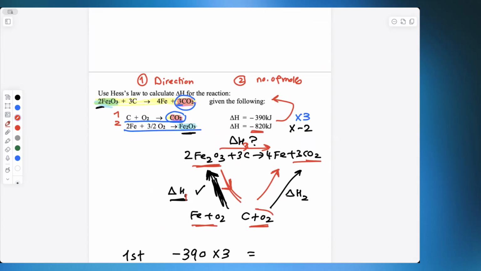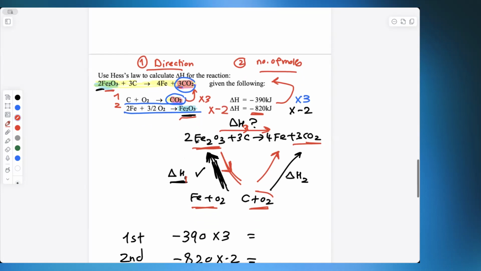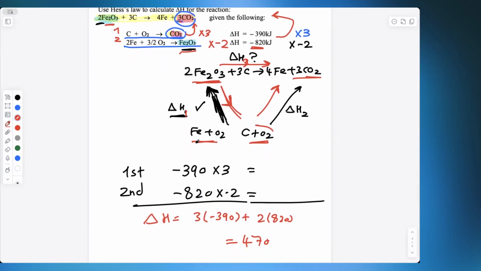So again, look at your equations. What is their direction? Is it the correct direction? Yes, these two are in the product, so no need to reverse. This one is on the product and this one is on the reactant, so it has to be reversed. And look at the number of moles. Here 3 moles, but here 1, so multiply this by 3. Here 1 mole and here 2 moles, so multiply by 2, negative 2 because you will reverse. And then add all the equations together to find the new answer, 470 kilojoules.